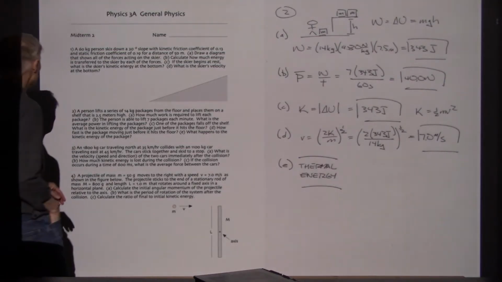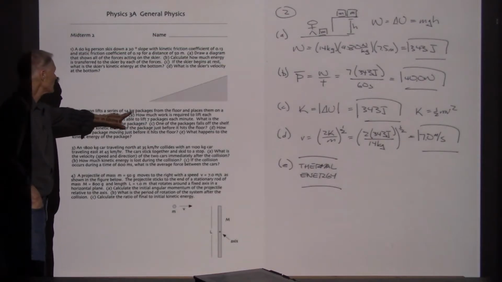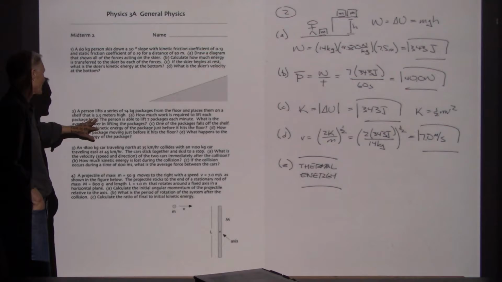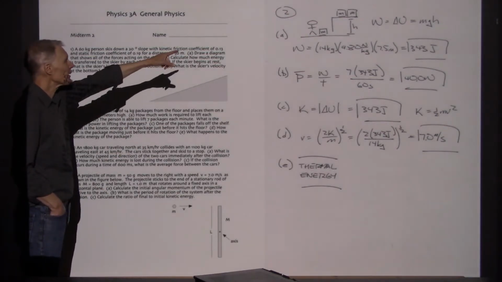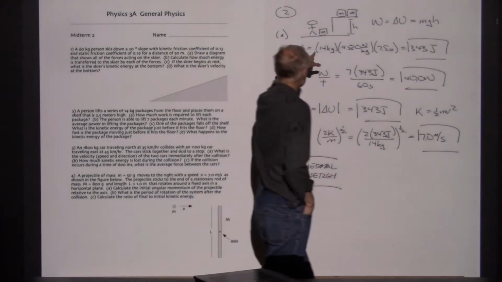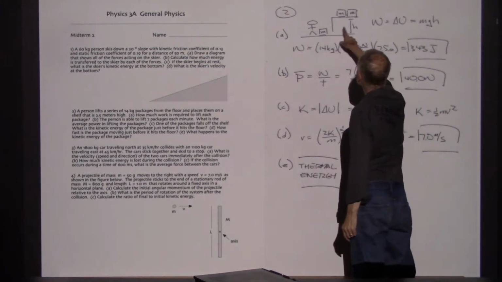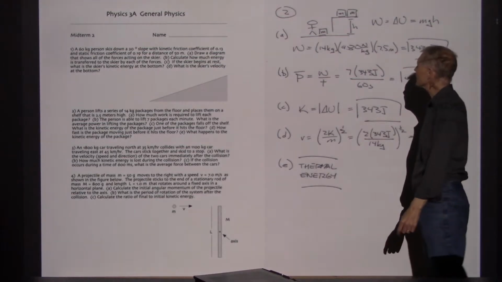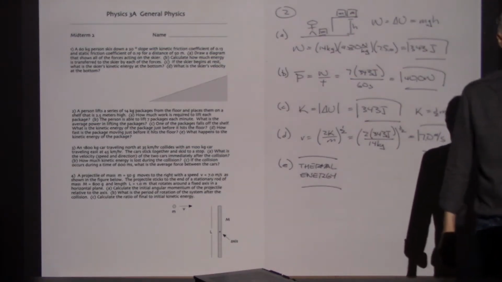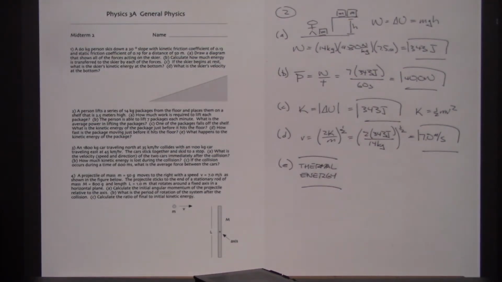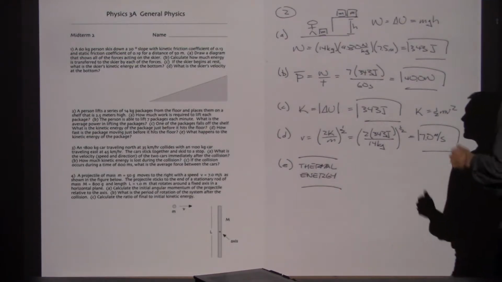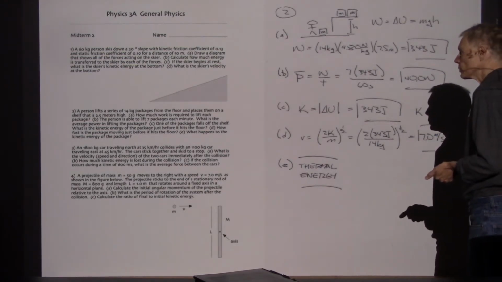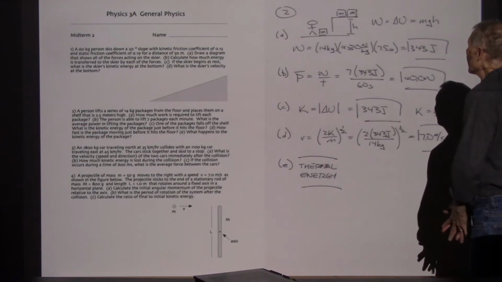Problem 2. Problem 2 says that we have a worker lifting a series of packages from the floor and placing them on a shelf. So there's my diagram. Here's the person, there are the packages. They've got to be lifted up and placed on the shelf. Look, they're 14 kilograms each. That's like 30 pounds or something. I think that's too much mass. Anyway, it asks how much work is required to lift each package.